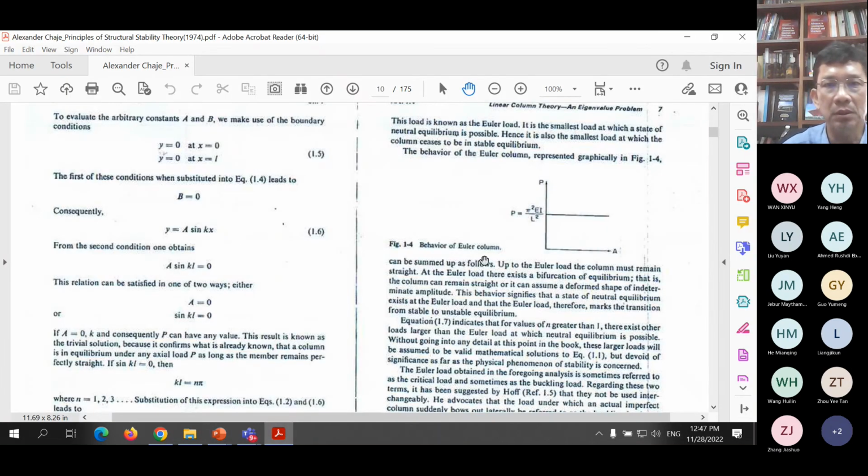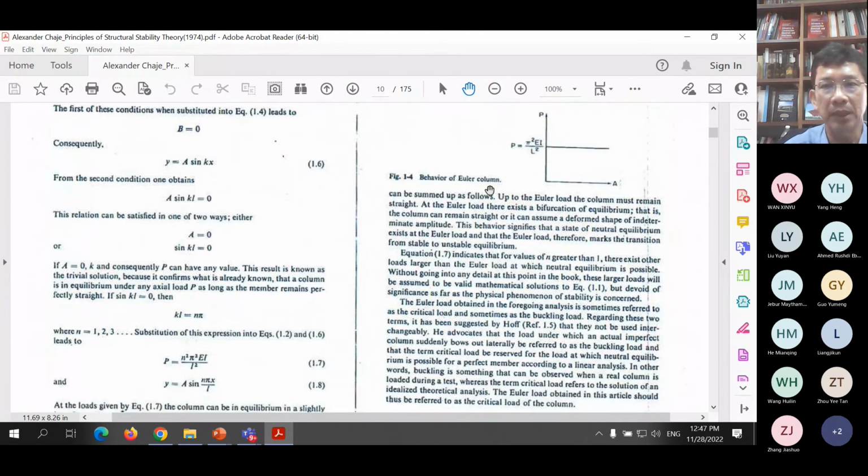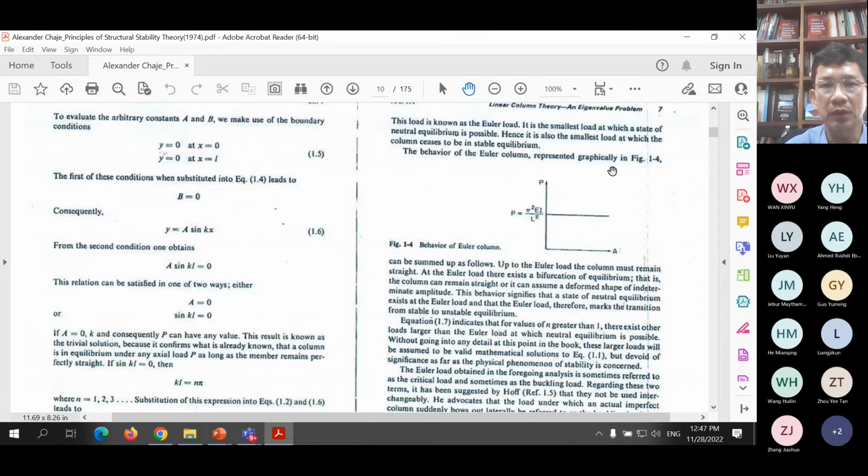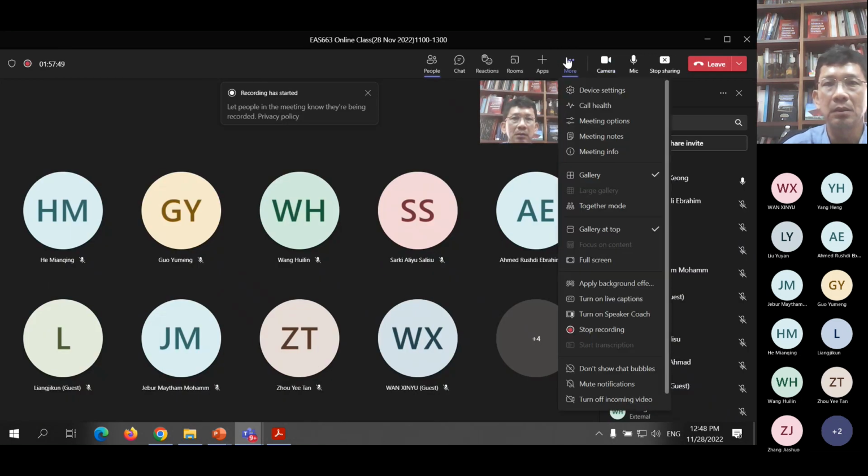Now, you can read through these explanations again in this particular part here, which explains the behavior of the Euler column. Up to the Euler load, the column must remain straight. At the Euler load, there exists a bifurcation of equilibrium. That is, the column can remain straight or it can assume a deformed shape with indeterminate amplitude. We do not know what the A value is from these derivations. This behavior signifies that a state of neutral equilibrium exists at the Euler load. So the Euler load is the transition from stable to unstable. Below this, stable; after this, unstable. At this load, neutral, where two equilibrium positions are possible.